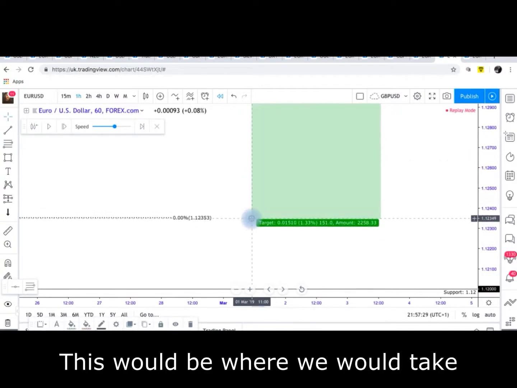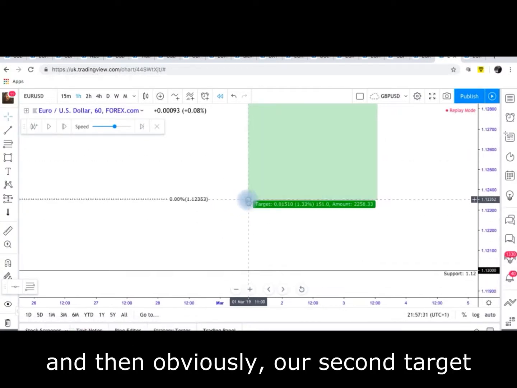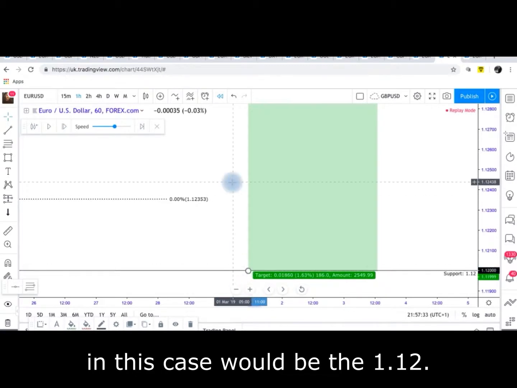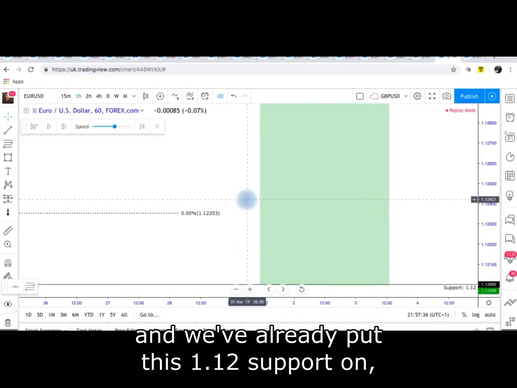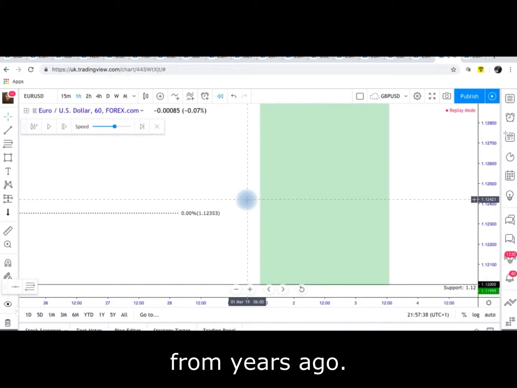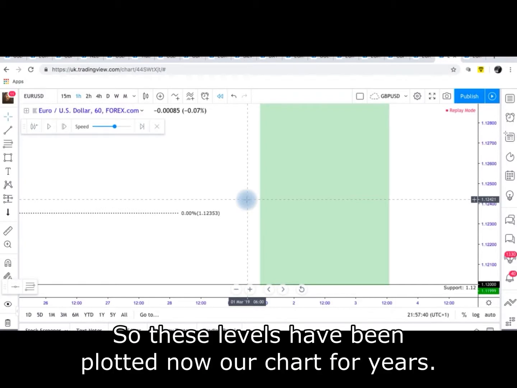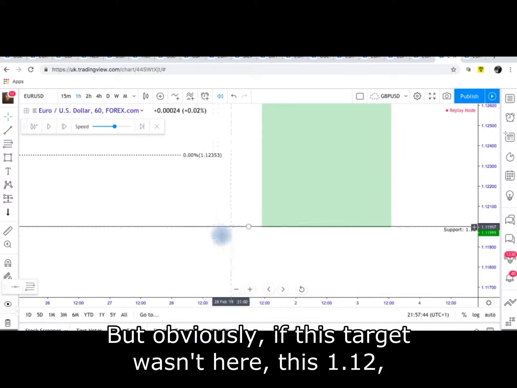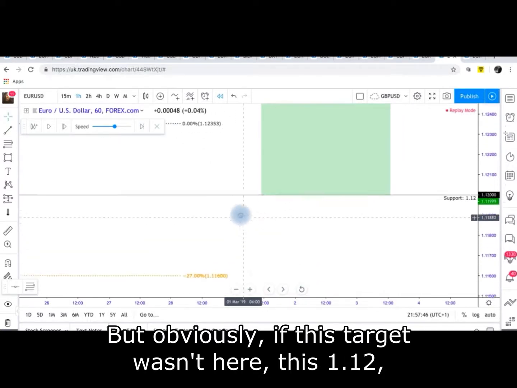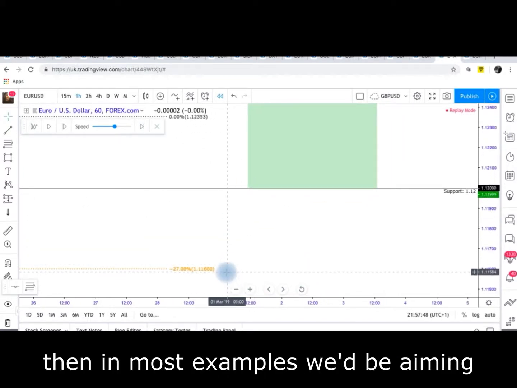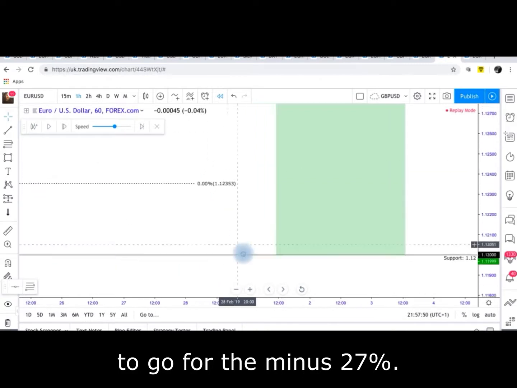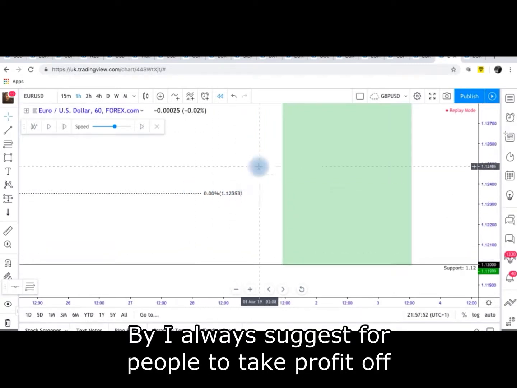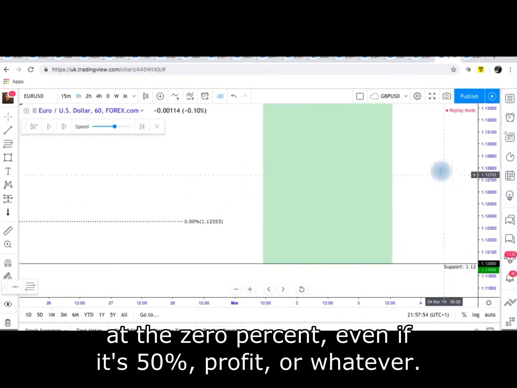This would be where we would take our first amount of profit off, and then obviously our second target in this case would be the 112. Because we've done our homework and we've already put this 112 support on from years ago. So these levels have been plotted on our chart for years. So they're very strong levels. But obviously if this target wasn't here, this 112, then in most examples we'd be aiming to go for the minus 27%. But I always suggest for people to take profit off the 0%, even if it's 50% profit or whatever.